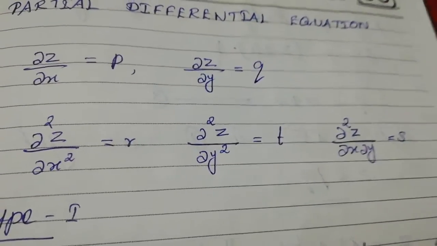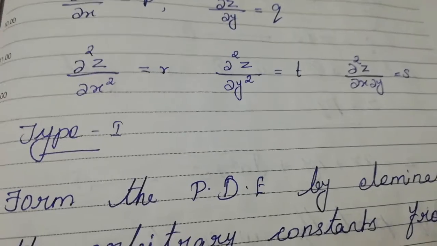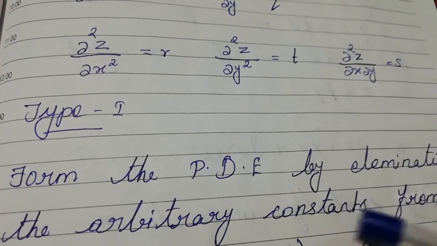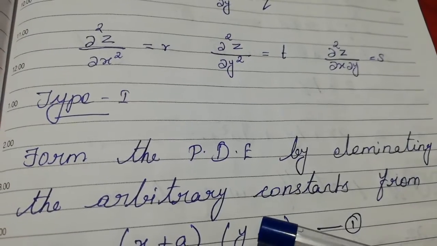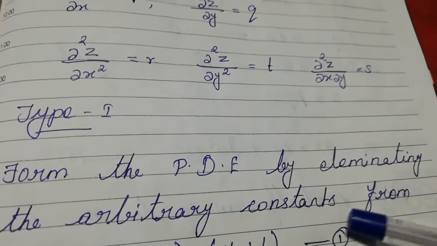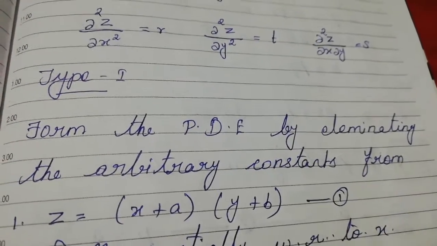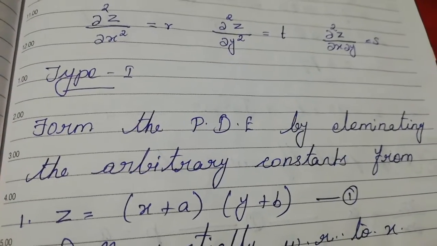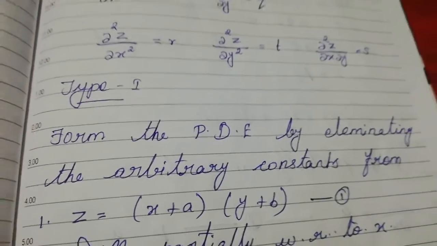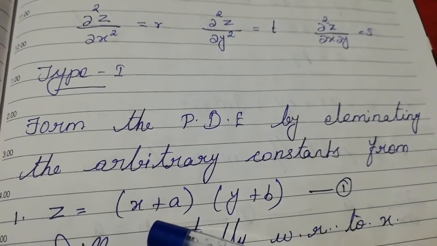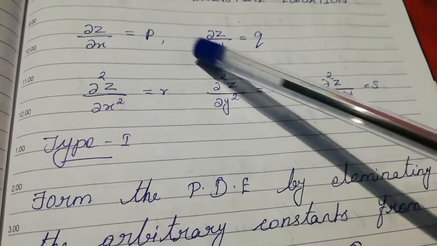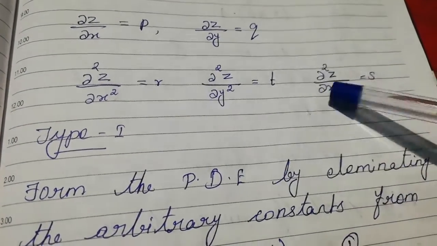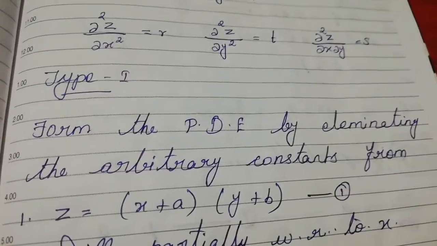So here, first type. Form the partial differential equation, that is PDE, by eliminating the arbitrary constants from the first sum: z is equal to x plus a into y plus b. So here what is given: z is equal to x plus a into y plus b. We form the partial differential equation using dou z by dou x equal to p, dou z by dou y equal to q, and these five we use here.